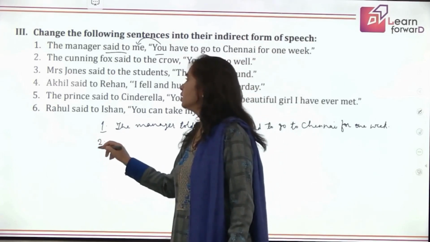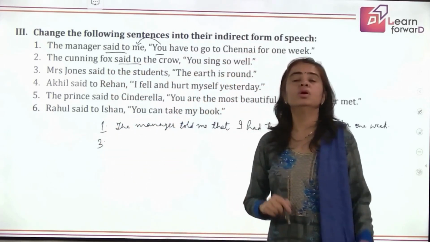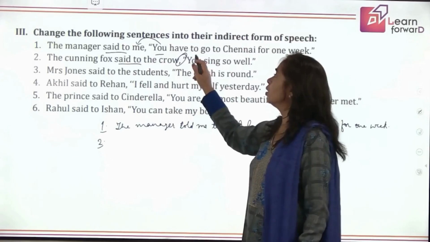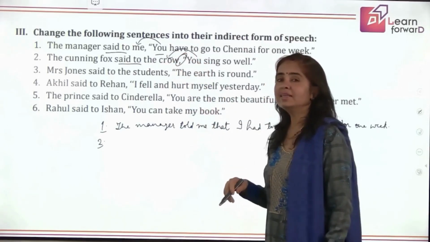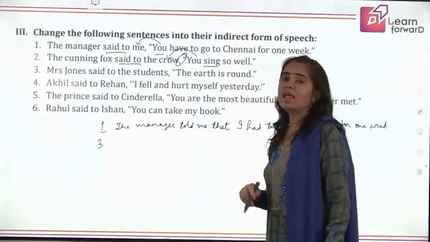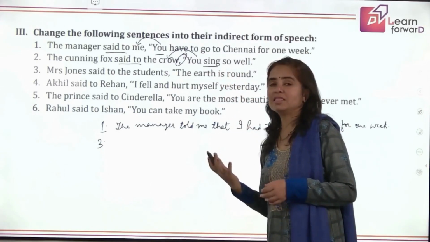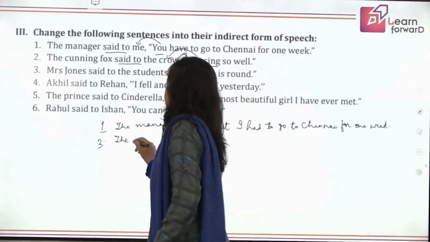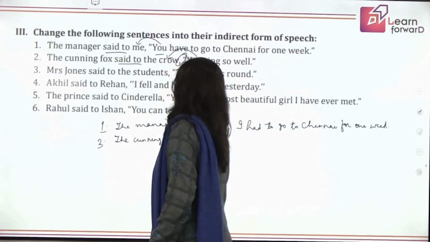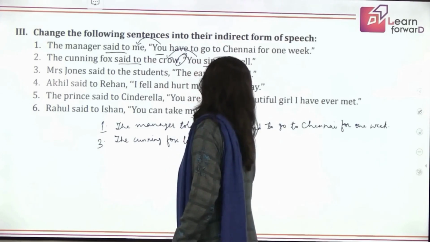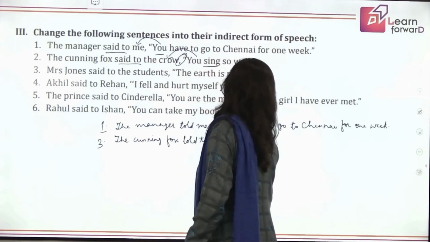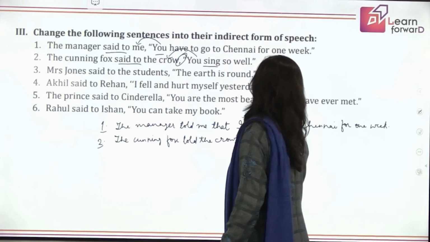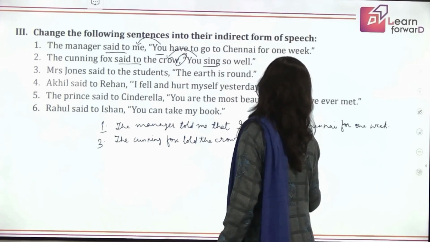Next, second one is the cunning fox said to the crow. So the cunning fox told the crow that. Now second person pronoun changes according to the object. So that he sings so well. Sing will become past. Present will become past. So it will be he sang so well. The cunning fox told the crow. This is the story that you have been listening to since you were in kindergarten, that he sang so well.